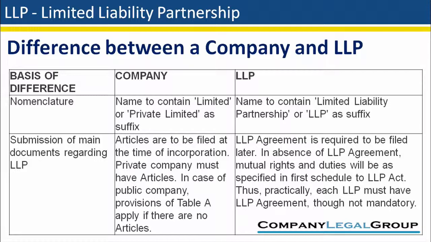Company: articles are to be filed at the time of incorporation. A private company must have articles. In case of a public company, provisions of Table A apply if there are no articles. LLP: agreement is required to be filed later. In absence of an LLP agreement, mutual rights and duties will be as specified in the First Schedule to the LLP Act. Thus, practically, each LLP must have an LLP agreement, though not mandatory.